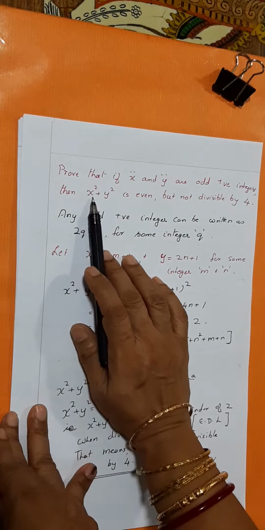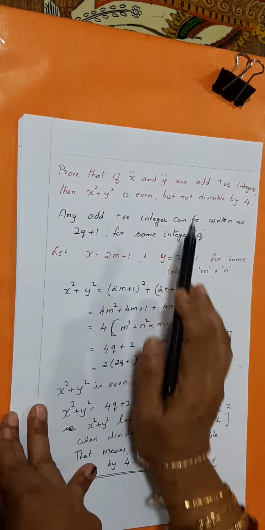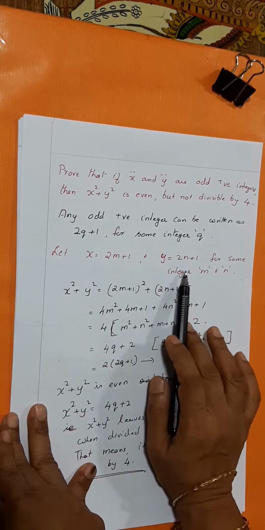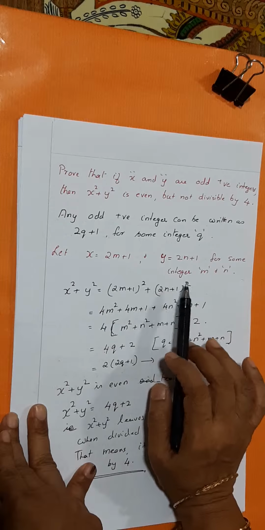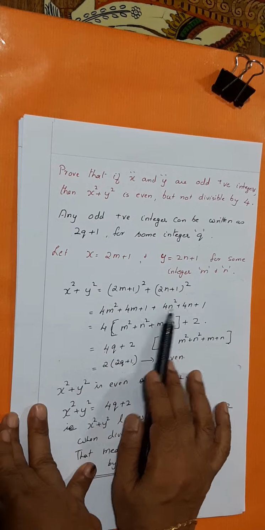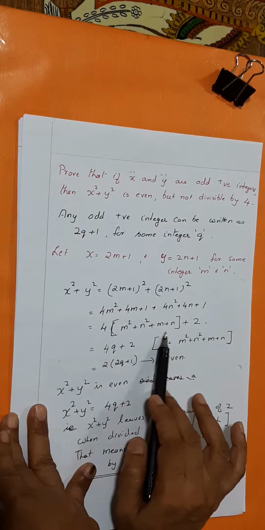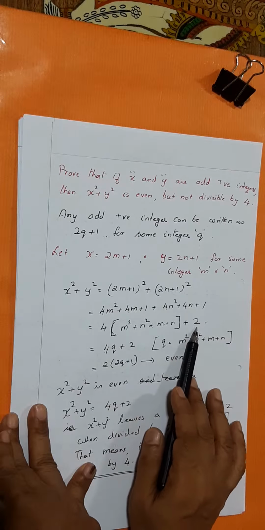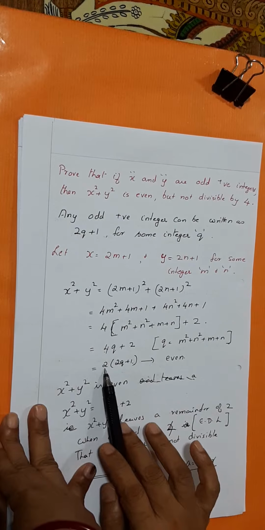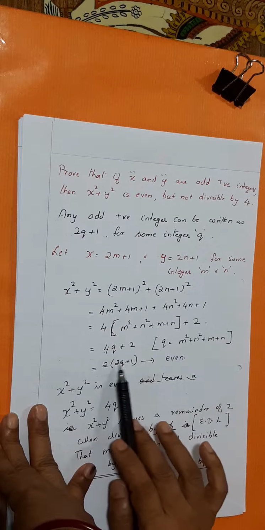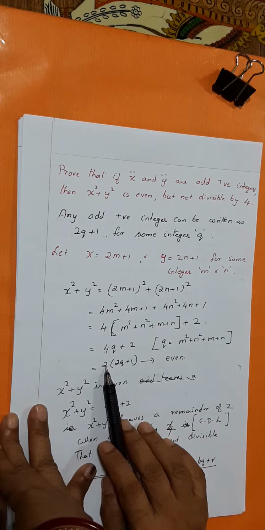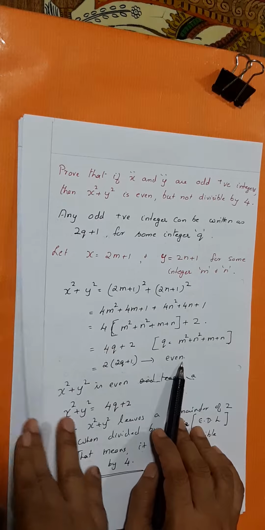Now we have to do x squared plus y squared. So x squared plus y squared is equal to 2m plus 1 the whole squared plus 2n plus 1 the whole squared. Expanding, you will get this. You take 4 as a common factor, so this will come inside. Now 1 plus 1 is 2. So you get 4q plus 2. You can write this as 2 into 2q plus 1. So now this is an even number because any number multiplied by 2 is always even.